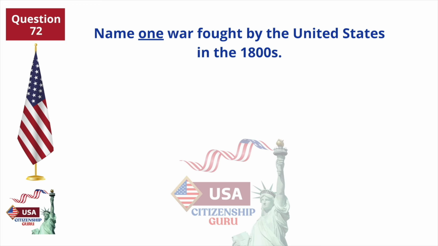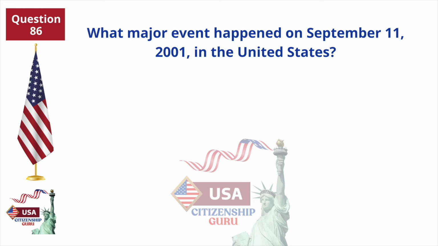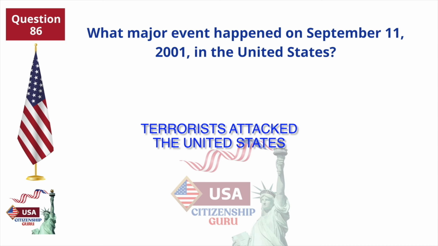Name one war fought by the United States in the 1800s. Civil War. Name one war fought by the United States in the 1900s. World War One. What major event happened on September 11, 2001 in the United States? Terrorists attacked the United States.